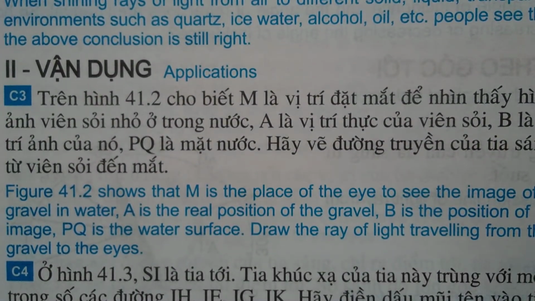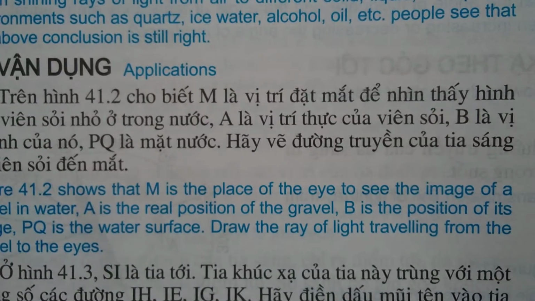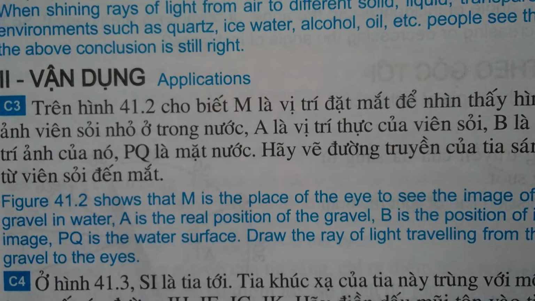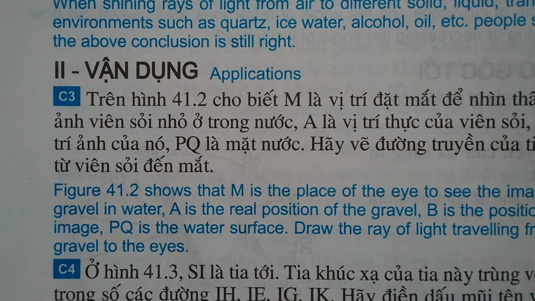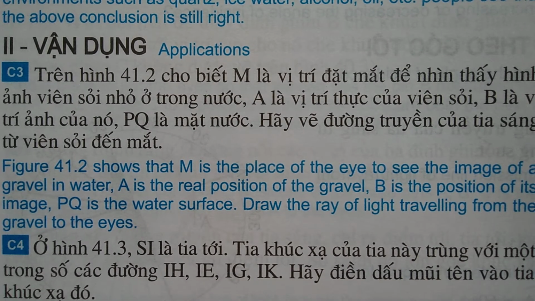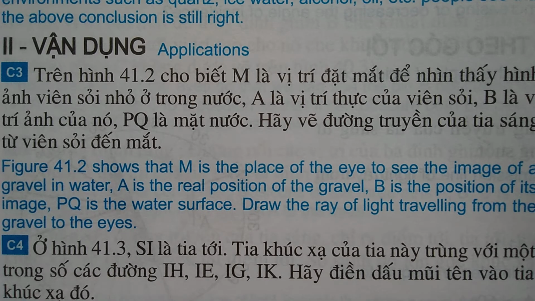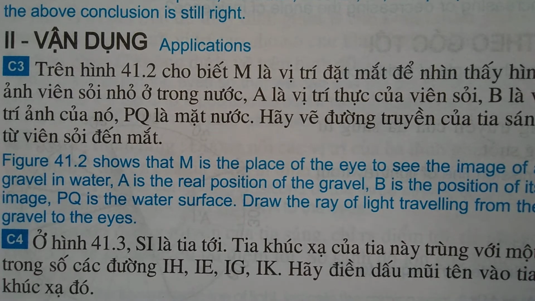Figure 41.2 shows that M is the place of the eye to see the image of a gravel in water. A is the real position of the gravel, B is the position of its image, PQ is the water surface. Draw the ray of light traveling from the gravel to the eye.